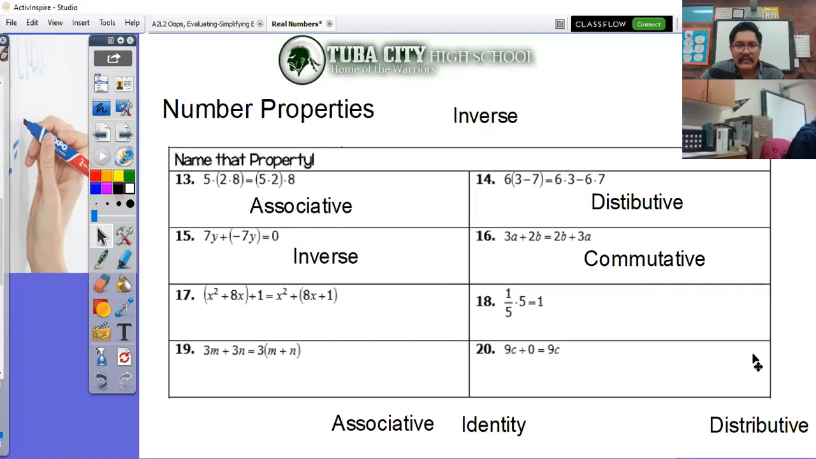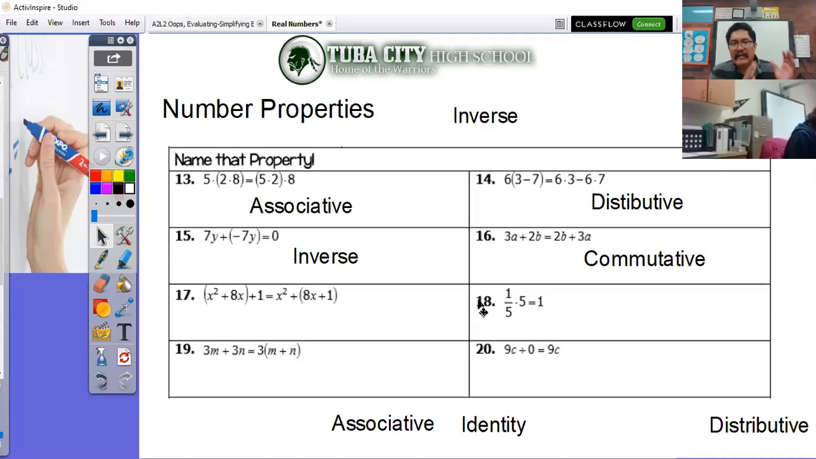And there you go, we're done with that one. Let's move on to number 17. So look at the order. Whenever you see these adding or multiplying ones, just check them. Make sure that they have the same order. So x squared, 8x, 1. X squared, 8x, 1. So this is not commutative.